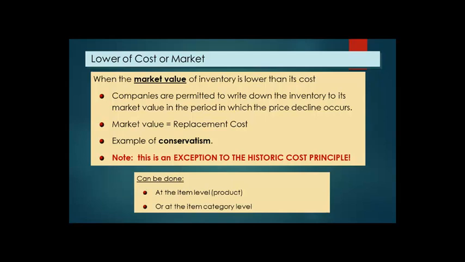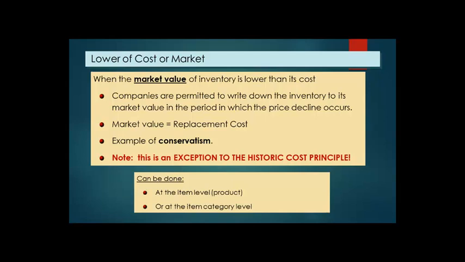Now, you don't write down your inventory automatically if there's a fluctuation in pricing. But what we're saying is if there's a consistent decline in value, the company may write down their inventory to market value. This is being conservative, which is a value in accounting. We do not want to overstate assets. And so if the market value is so much lower than what the company paid for the inventory, we have to write it down. And this is a loss to the company.